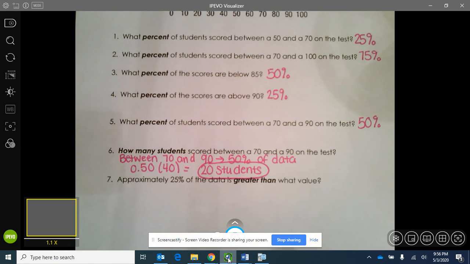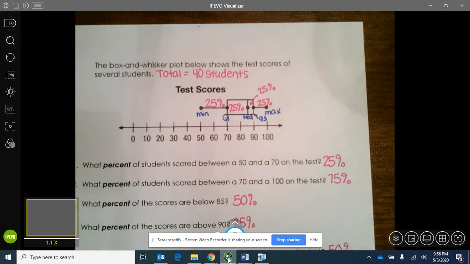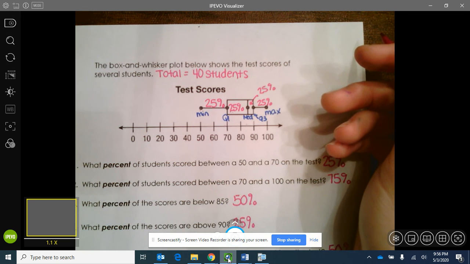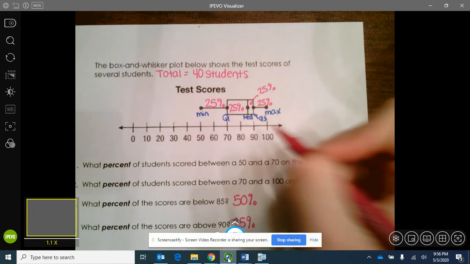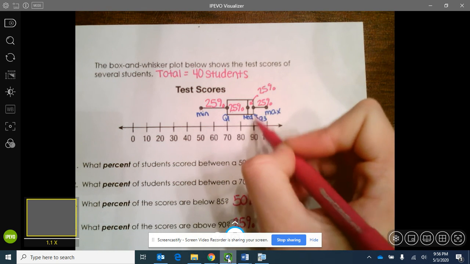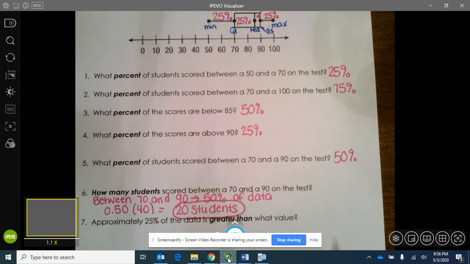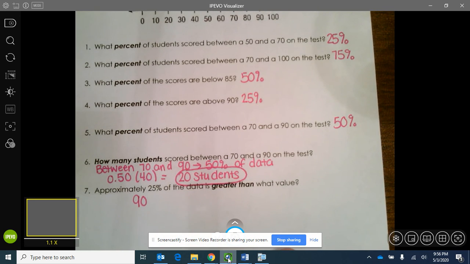Okay, and our last question, approximately 25% of the data is greater than what value? Well, if you look at our box and whisker plot, if we're looking for a number that has 25% of the data above it, that would be our number right here of 90. So if you look at 90, there's 1 whisker above 90, which is 25% of the data. So our data value is 90.